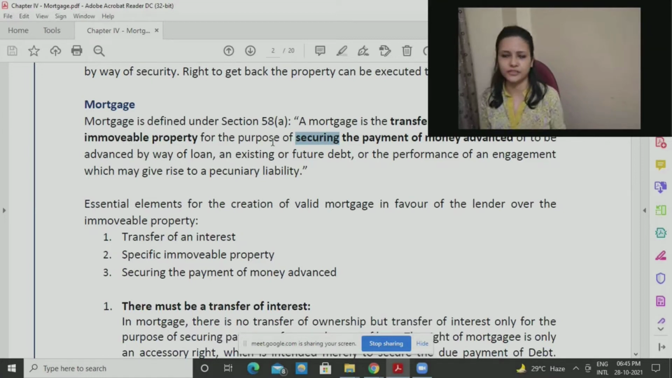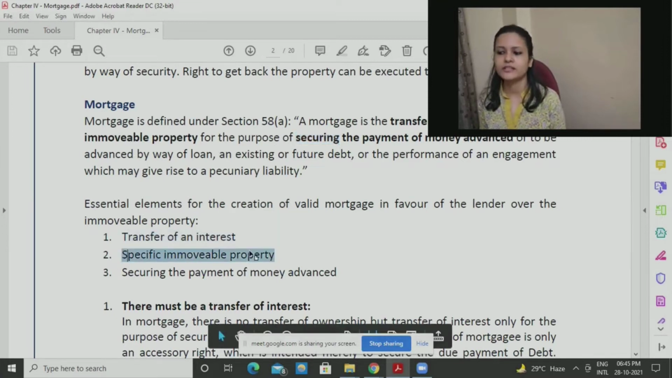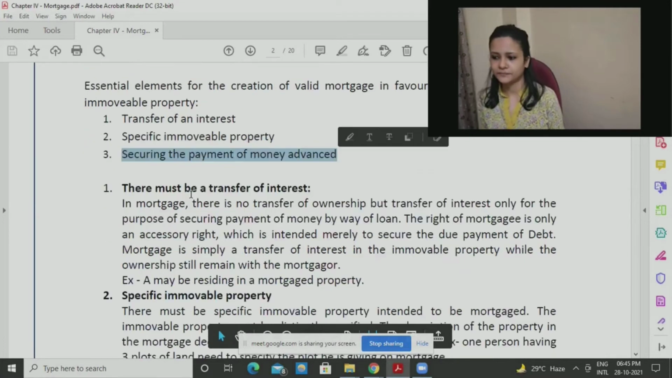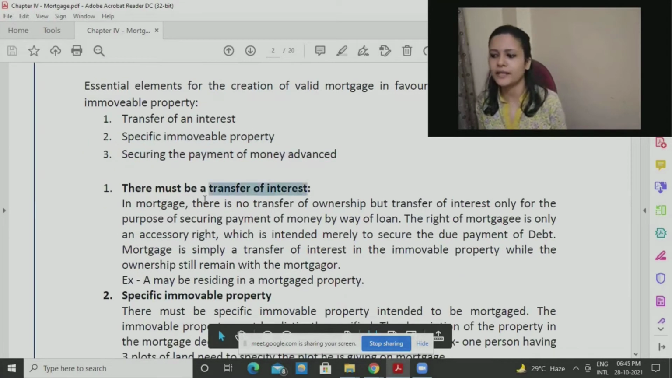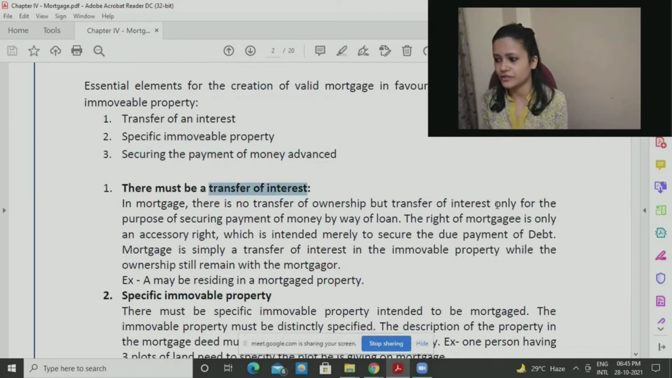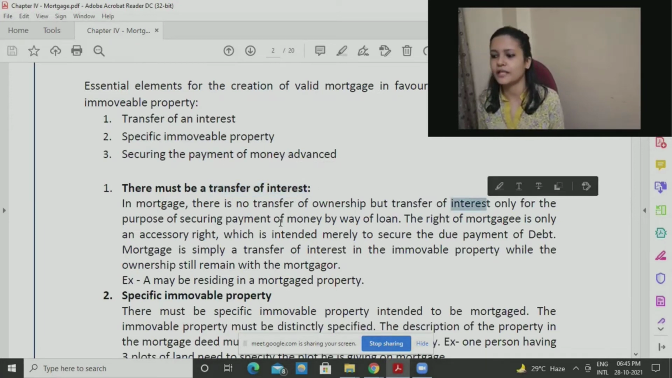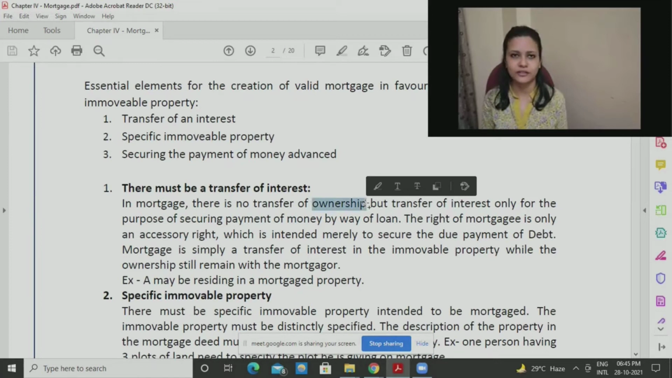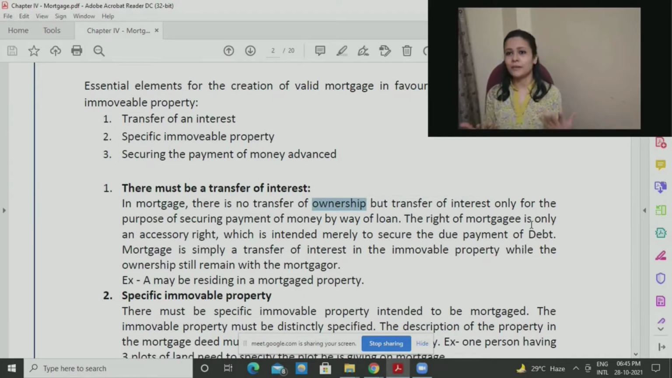Now from this definition, we get three essentials of mortgage. First one being transfer of an interest, specific immovable property, securing the payment of money advanced. So first one is there must be transfer of interest. So the person is transferring interest only for the purpose of getting an amount of loan. There is no transfer of ownership as such. For most of the different types of mortgage, there is no transfer of ownership as such, but it is only transfer of interest. Some rights are being given. It may be that for a specified duration, you can enjoy this property.